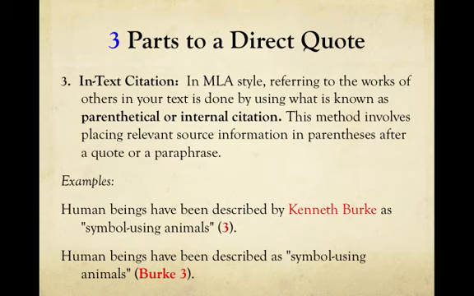So, for example, human beings have been described by Kenneth Burke as symbol-using animals. Now, you're only putting the page number in the parentheses there because Kenneth Burke, the author, is stated in the signal phrase. Another example: human beings have been described as symbol-using animals. So in that example, Kenneth Burke is not stated in the signal phrase, so you have the author's last name and the page number in the in-text citation.